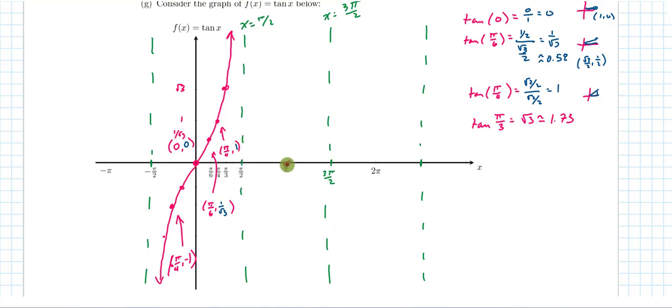In between, at pi, by the way, the tangent of pi is in fact 0. You could verify that. And same with the tangent of 2 pi. But the tangent of pi is 0. And then I'm going to draw this generic shape here to show the behavior as we approach 3 pi over 2. And I'll draw this generic shape here to show the behavior as I approach minus 3 pi over 2.